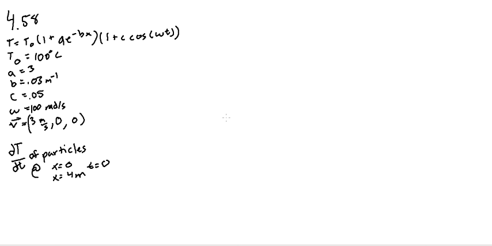Okay, the next one I'm doing here is 4.58. This is also another very simple problem. Honestly, I think they just came up with it to practice the material derivative. In this particular case, it gives you a function for the temperature of the exhaust in an exhaust pipe. We can see that the temperature is a function of time, and because it has an x here, it is also a function of position. This is going to be interesting.